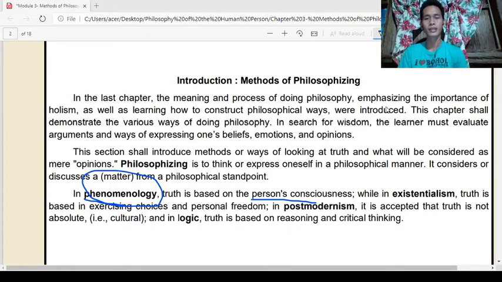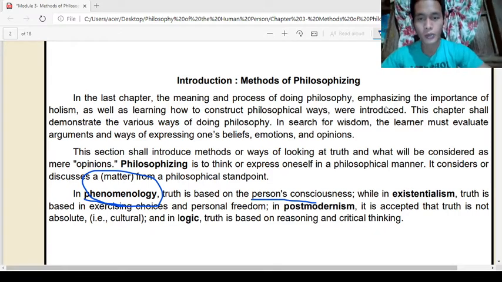Take note of the four methods of philosophizing, as all things that we are going to discuss in this chapter will revolve around them: phenomenology, existentialism, postmodernism, and logic. In phenomenology, truth is derived based on a person's consciousness, a person's awareness of what is true of a particular thing or not, through evaluating one's consciousness. In existentialism, truth is based on exercising choices and personal freedom. You can only understand the truth about things by using your own individual choice and personal freedom. In postmodernism, truth is accepted as not absolute, meaning it is dynamic, like culture. And in logic, the last method, truth is based on reasoning and critical thinking.